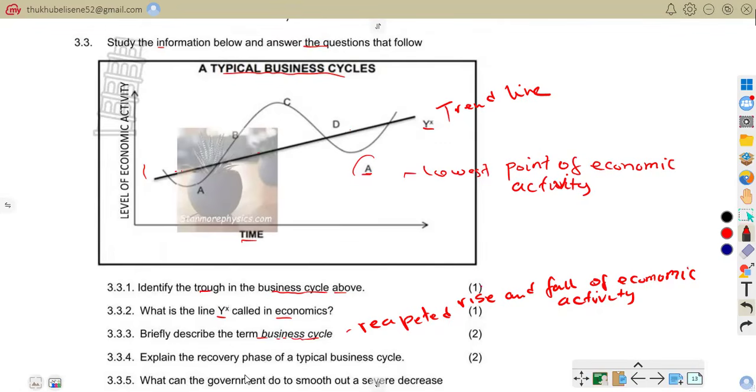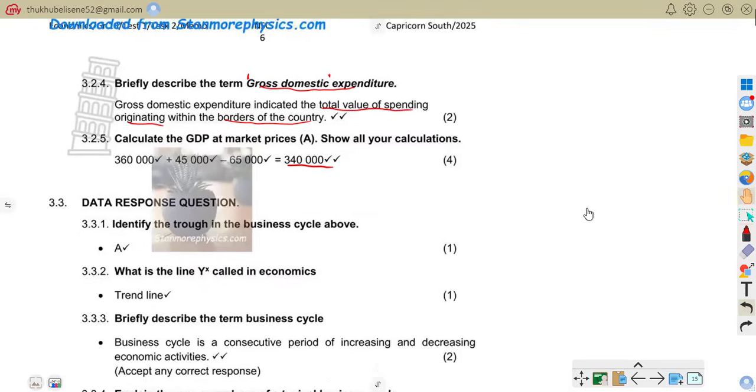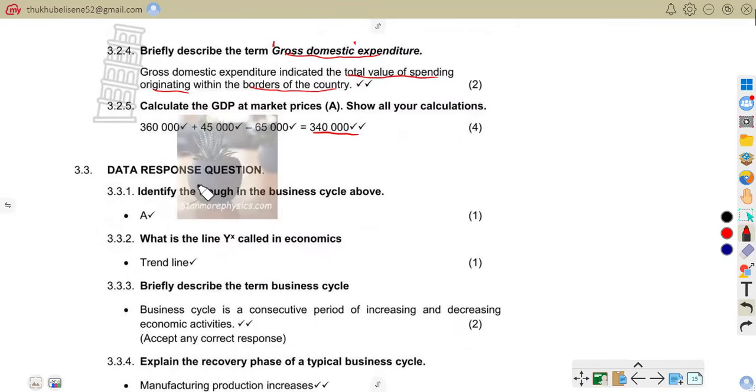The other question says, briefly explain the term recovery phase of a typical business cycle, where we're going to talk about how production increases, interest rates fall, inflation decreases, and exports increase. So let's quickly go to the answers. 3.3, as we have said, when we were asked to identify the trough in a business cycle, remember we said it's A. And for line Y, we said it's a trend line. We've already talked about that trend line.